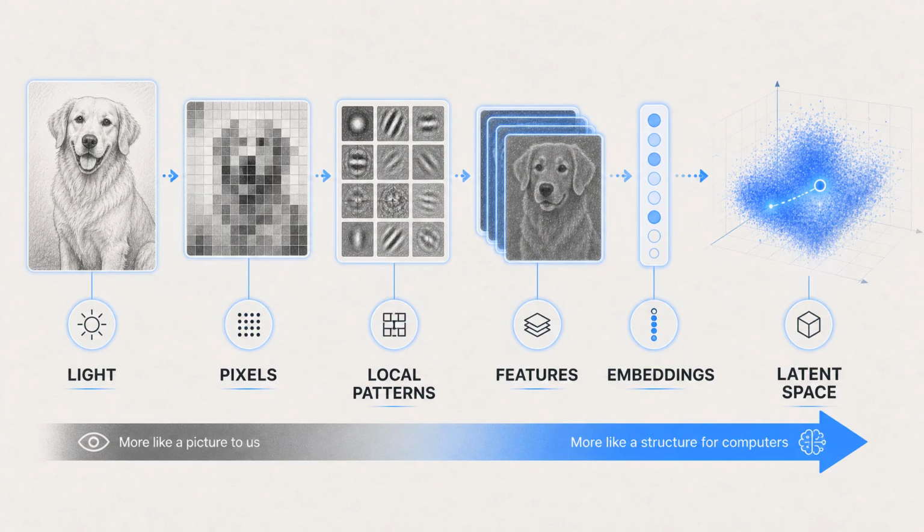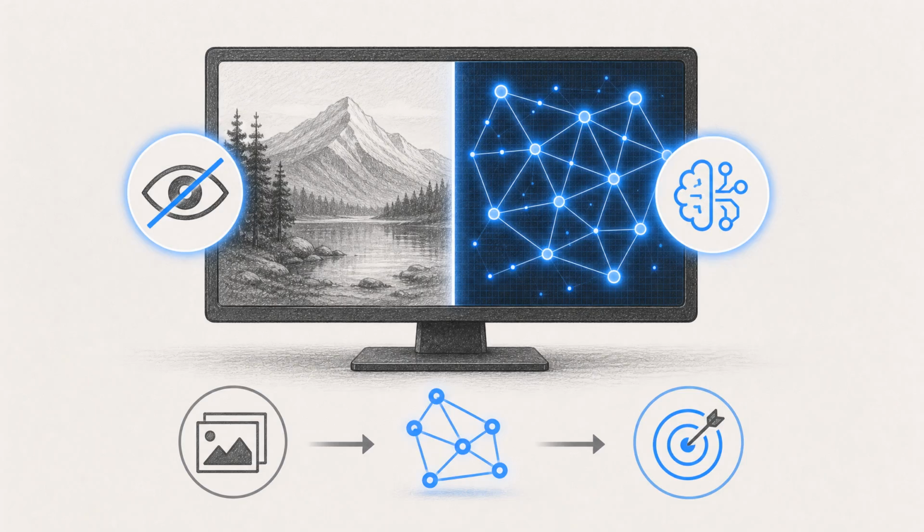So the journey goes like this. Light becomes pixels. Pixels become local patterns. Patterns become features. Features become embeddings. Embeddings live in latent space. At each step, the image becomes less like a picture to us and more like a structure the computer can compare and use.